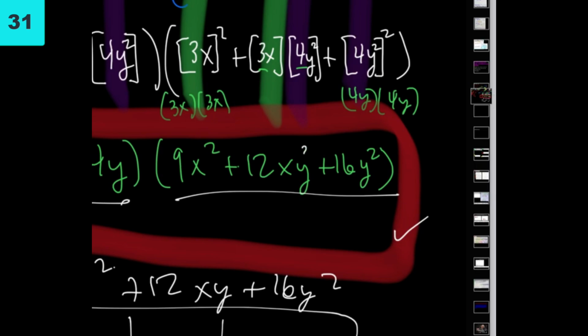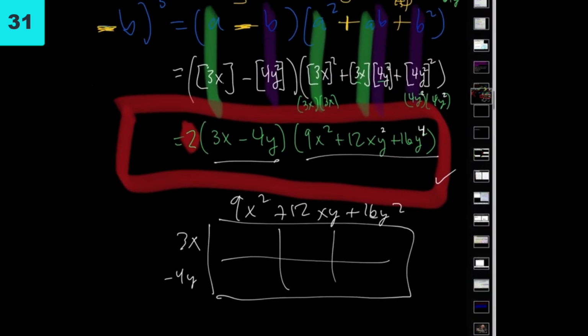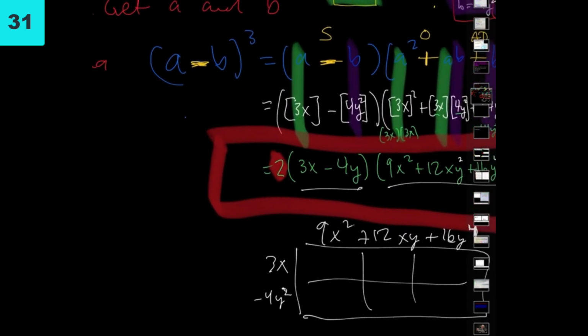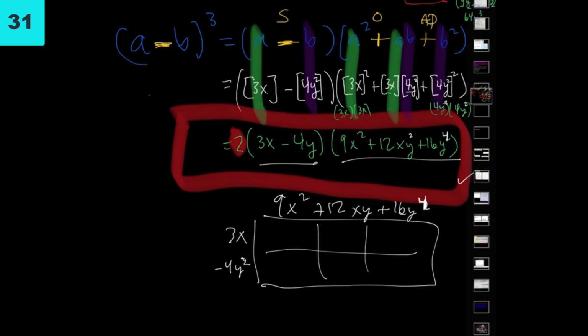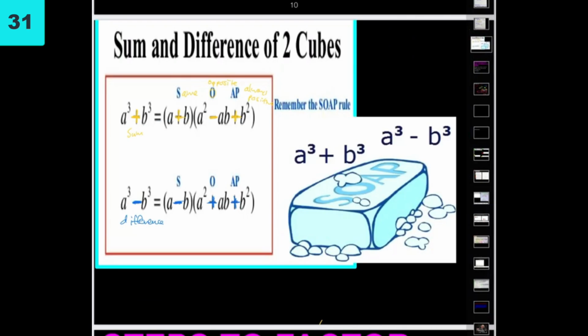So this would be 4y squared, and then y squared times y squared is y to the 4th power. Double check. And this one will be 4y squared. And that would make sense. Yes, that would work. Okay, so that is our answer. This is the sum and difference of cubes. Don't forget to use your SOAP.